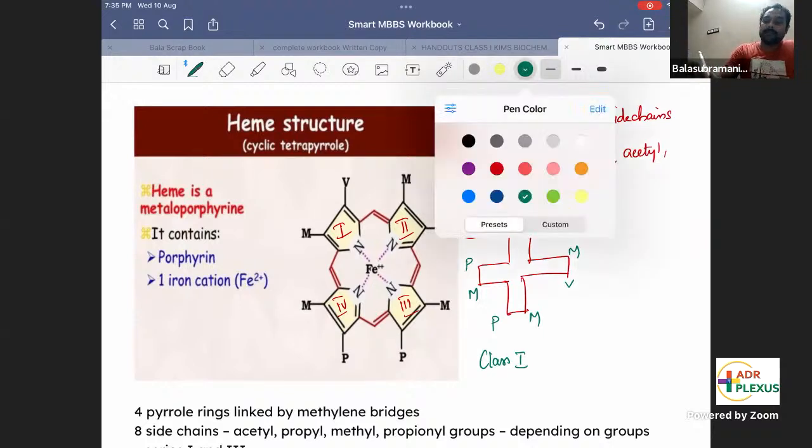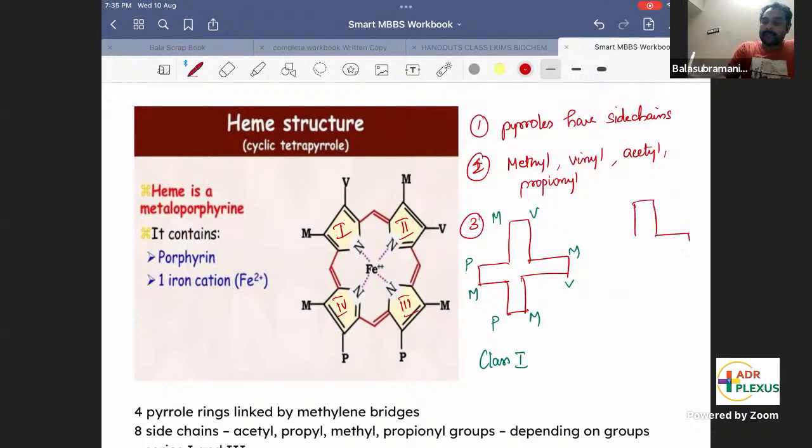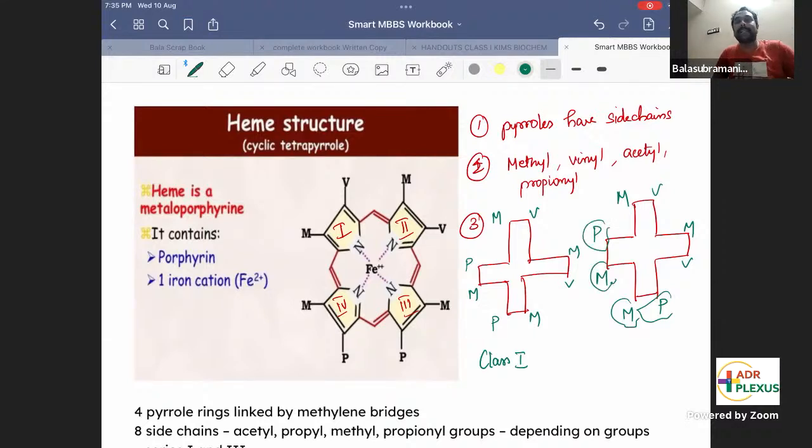But there are sometimes when the arrangement will be haywire. Okay, now look at it like this: methyl vinyl, methyl vinyl, propionyl methyl, methyl propionyl. So if you see here, the order is skewed. So basically it's an asymmetrical arrangement of side chains. When there is an asymmetrical arrangement of side chains, then it is called a class 3 porphyrinogen. This class 3 porphyrinogen is the human porphyrinogen. In humans, it is basically class 3.